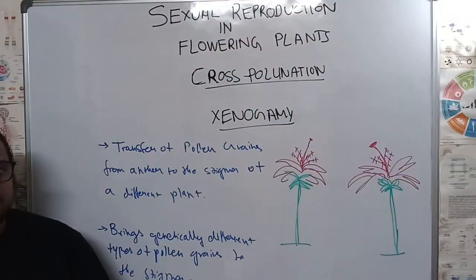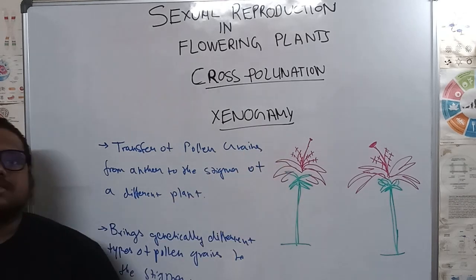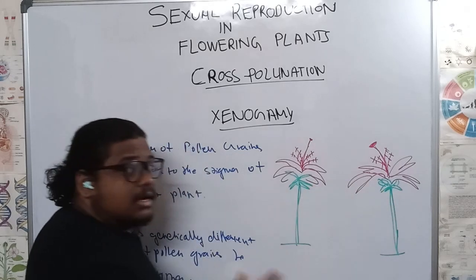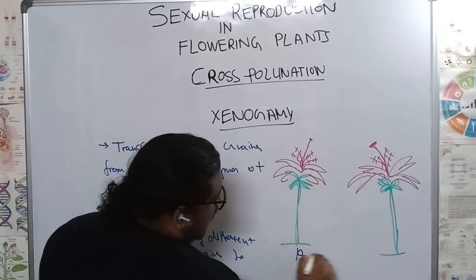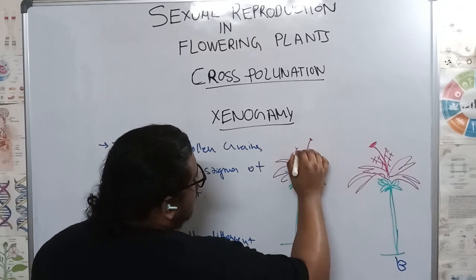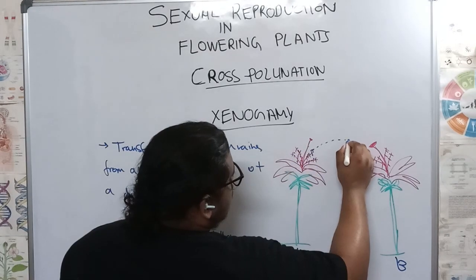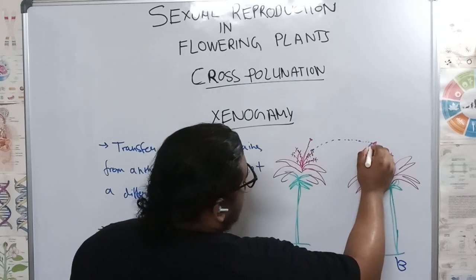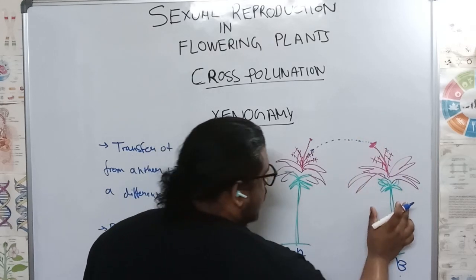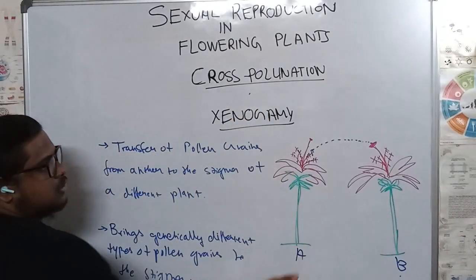Type of pollination which comes under cross pollination is known as xenogamy. In xenogamy what happens is there are two different flowers, genetically different flowers. इसमें क्या होगा, this is plant A, this is plant B. यहाँ पे from the plant A, ये जो anther है, ये जो pollen grains हैं on the anther of the flower of plant A, they will get transferred, they will move to and land on the stigma of plant B का flower. So this is what cross pollination is.